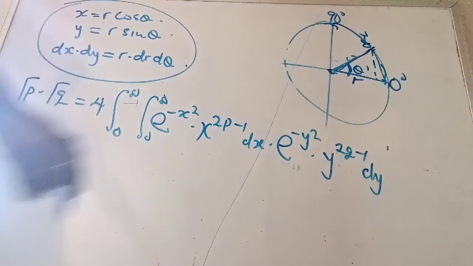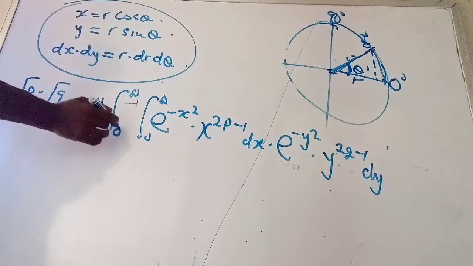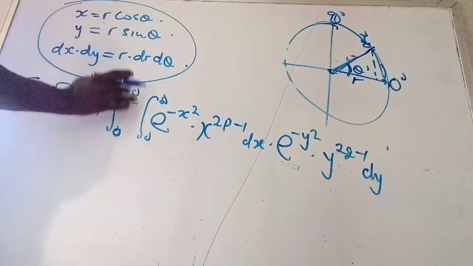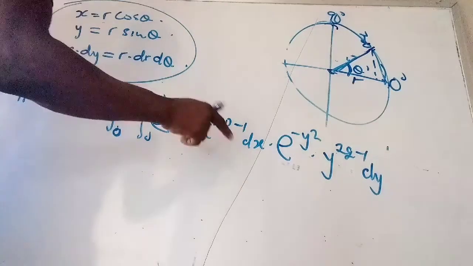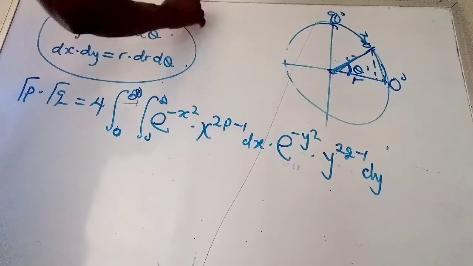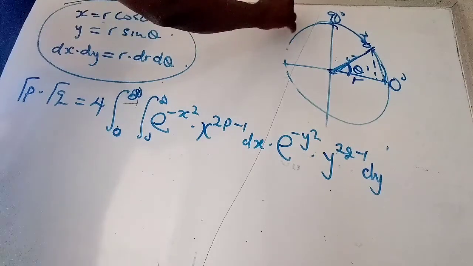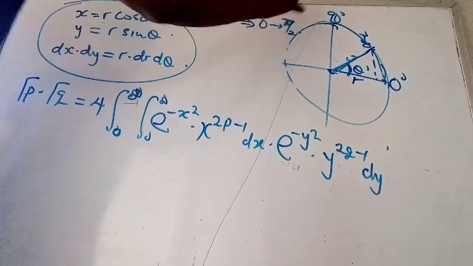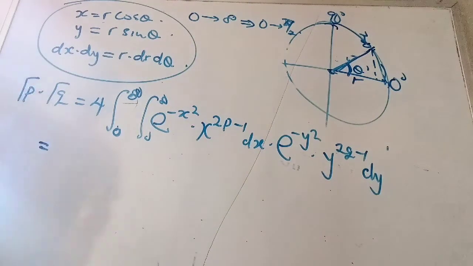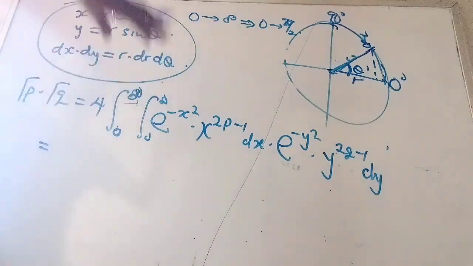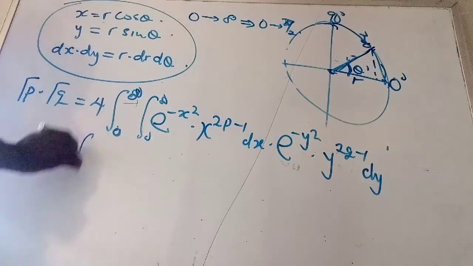Now, if you look at this, from 0 to 90 degrees, that means in the Cartesian form the limit from 0 to infinity and 0 to infinity is equivalent to 0 to pi over 2 in the polar form. All right, so I'm going to substitute. Anywhere I see x, I'll replace with r cos theta. Anywhere I see y, I'll replace with r sine theta.